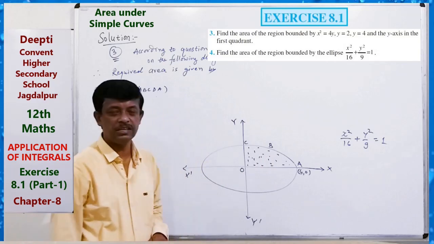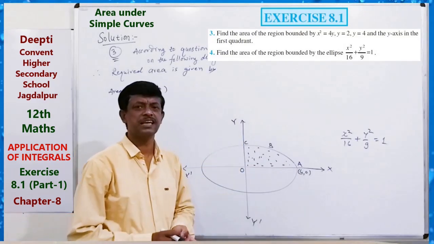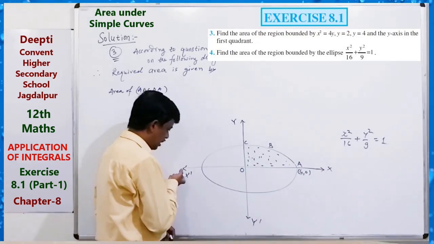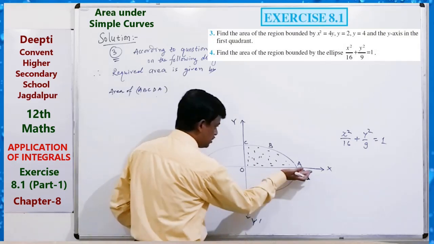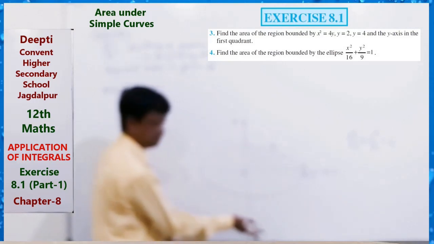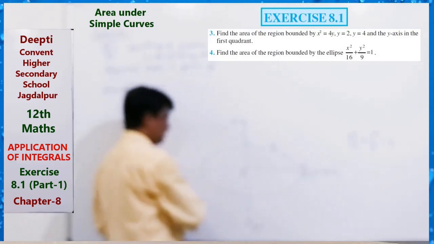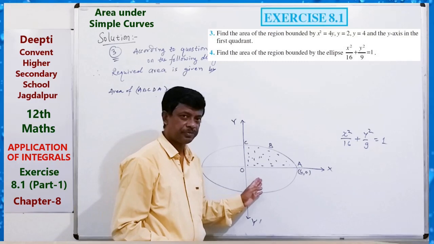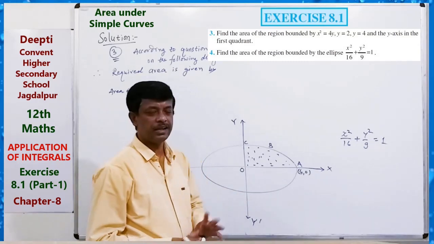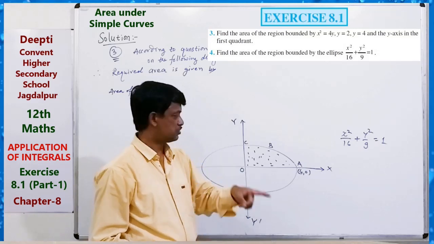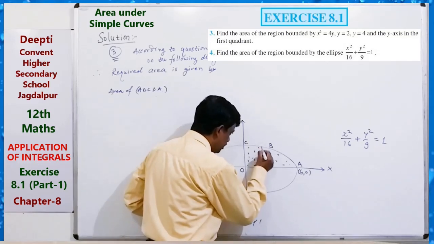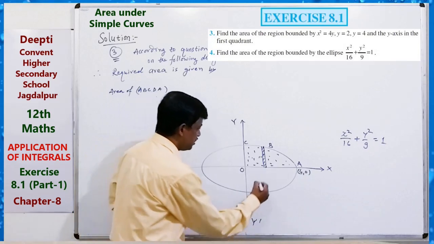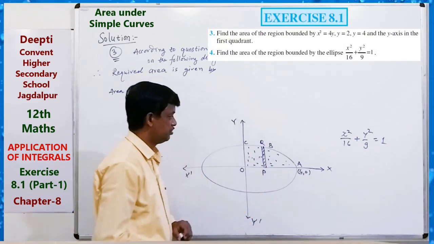We know that the ellipse is symmetric about both axes. Symmetric means the same: these four portions are the same. Symmetric about the x-axis means above and below the x-axis are the same. Similarly, the left hand side and right hand side of the y-axis are the same. So the ellipse is symmetric about both axes. Therefore the required total area is 4 times a single area. For this single area we can draw vertical strips, suppose P Q.